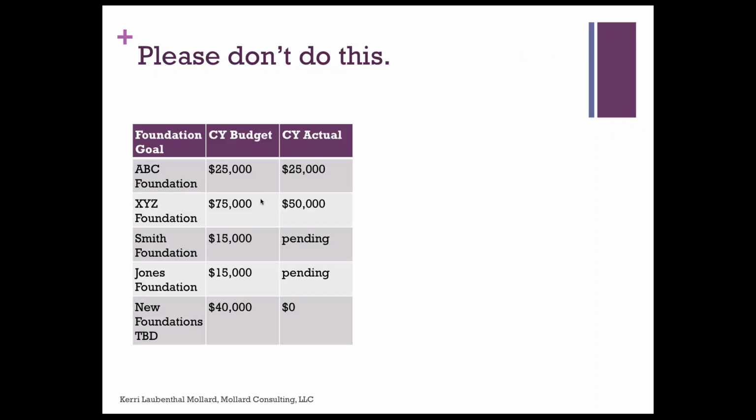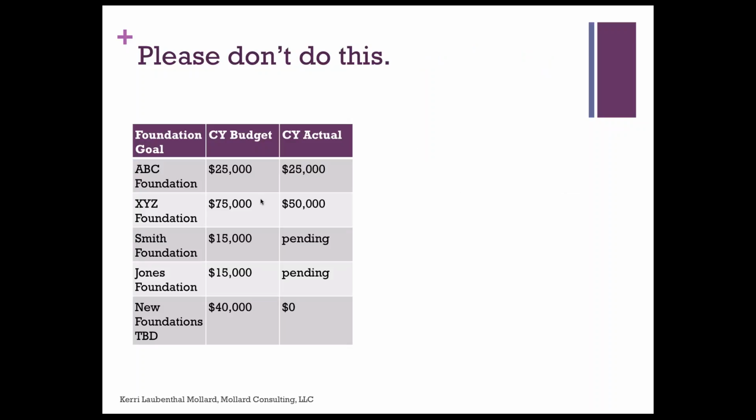So please don't do this. This, again, is from an actual organization. I changed the names of the foundation, but their current year budget was 25 for the ABC Foundation. Their current year actual 25. Okay. Their budget for the XYZ Foundation was 75, but their current year actual was 50. The Smith Foundation, they budgeted $15,000, but that grant was still pending. The Jones was the same. And then they had a line item in their budget called New Foundations to be Determined.